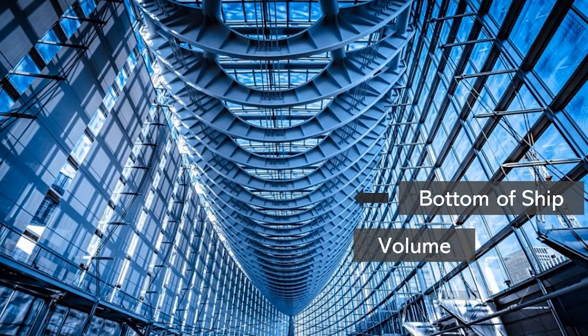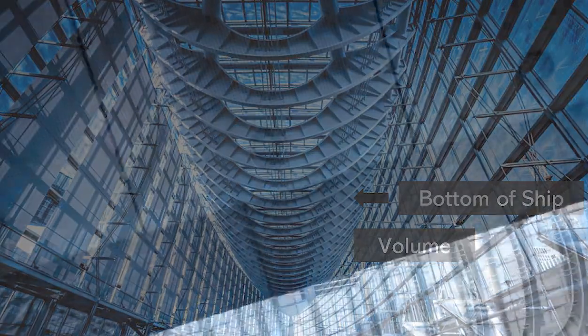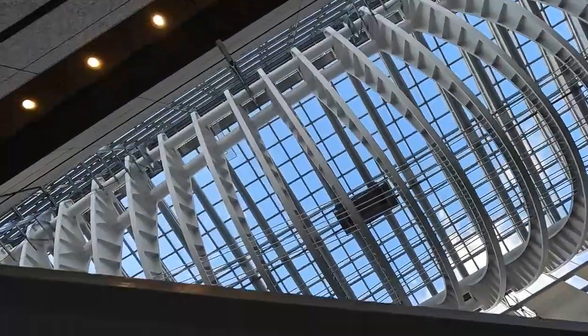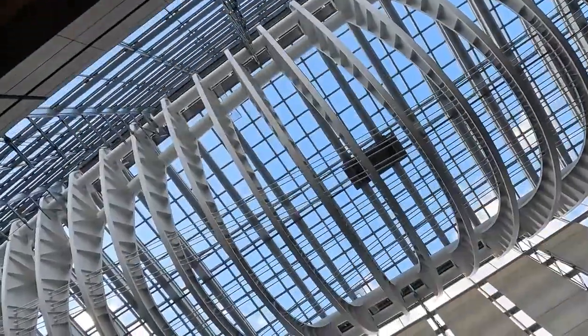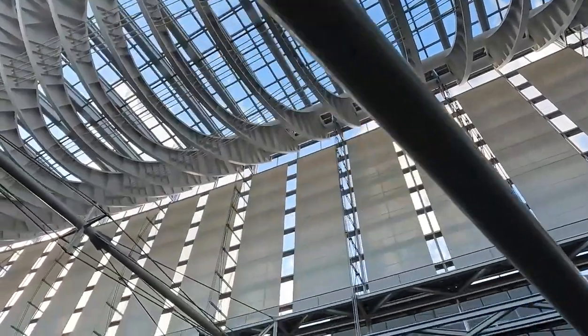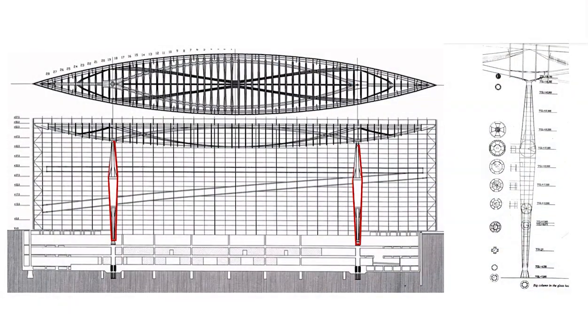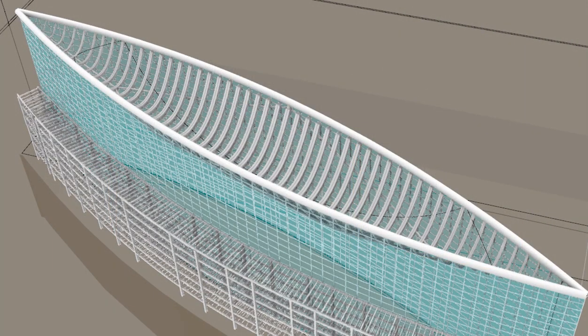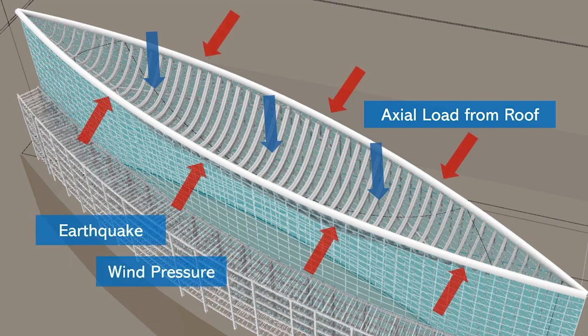The roof is shaped like the bottom of a ship, which not only enhances the volumetric presence of the glass hall, but also resembles the hull of a ship. There are also cables that transfer the lateral forces from the cable trusses to the main columns. Lastly, the main columns extend from the 4th to the 7th floor on the conference block, resisting the axial load from the roof and the lateral forces from earthquakes and wind pressure.